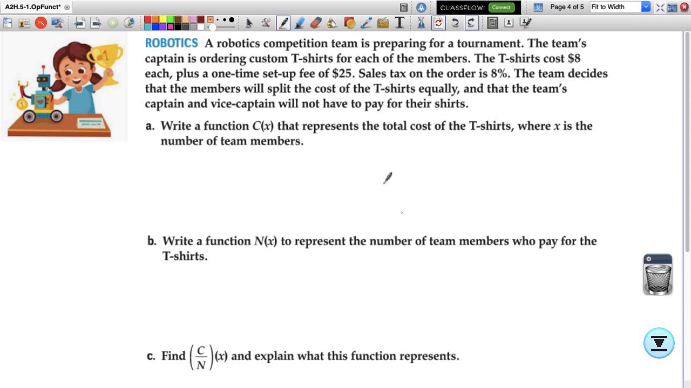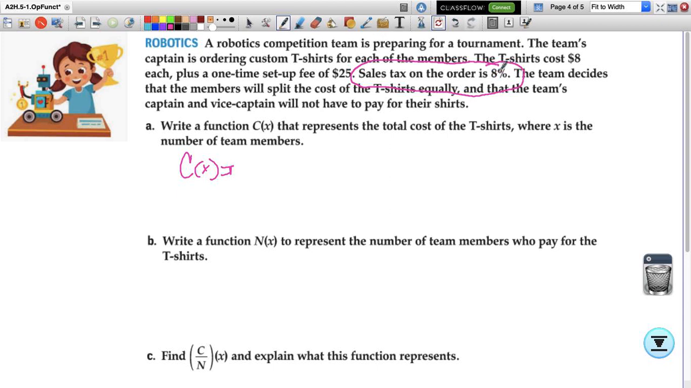So we're asked to do a few things here. First off, they're asking us to write a function, C of x, that is going to represent the total cost of the t-shirts, where x is the number of team members. So every team member in it. So let's start by thinking about maybe tax. Normally this would be the last thing I would think about, but I know you folks are probably not excited to have to figure out 8%.